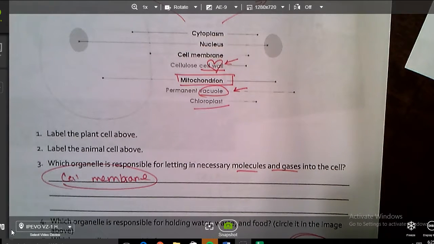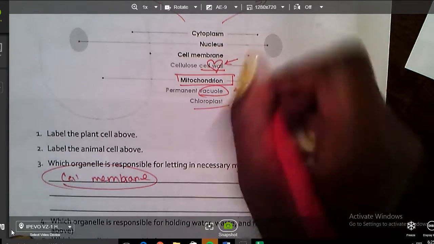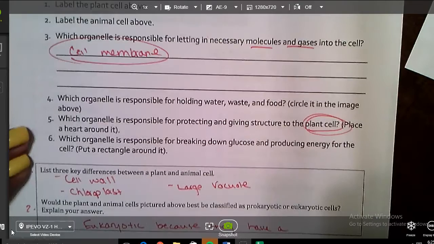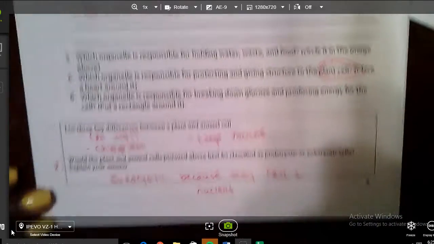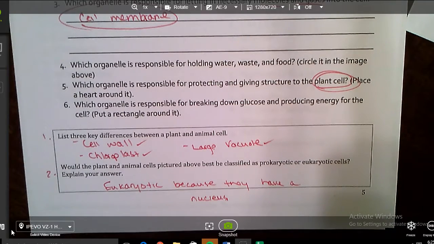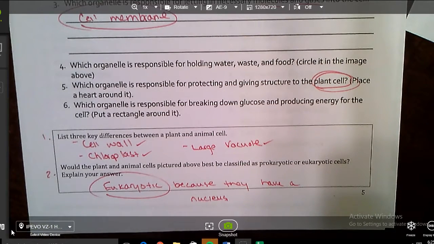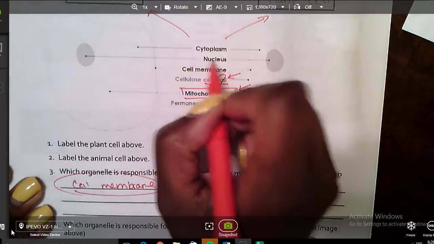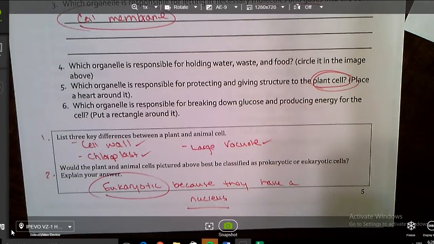Which organelle is responsible for breaking down glucose and producing energy? Put a rectangle around it. You put a rectangle around the mitochondrion. It says mitochondrion because there's more than one, but it's the mitochondria right there. List 3 key differences between a plant and animal cell. You should have named the cell wall, the chloroplast, and the large vacuole. Would the plant and animal cells pictured above be classified as prokaryotic or eukaryotic? They are eukaryotic all day, baby, simply because they have a nucleus, which we see in the image here, one on the left, one on the right, one in each cell. All right, if you need to pause to get your complete sentences down, go ahead and do that at this time and then turn the page.